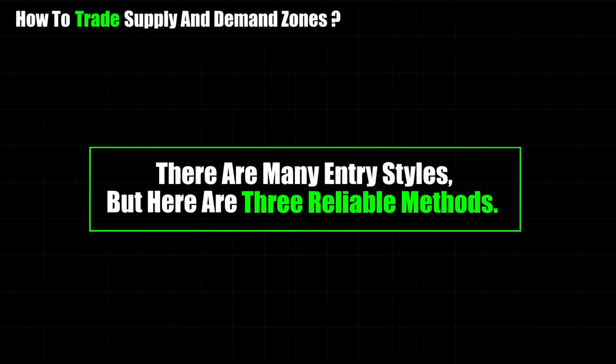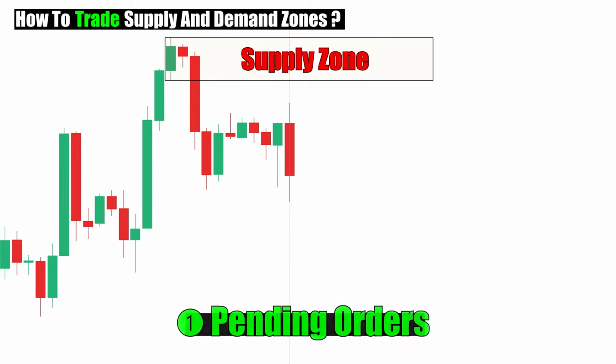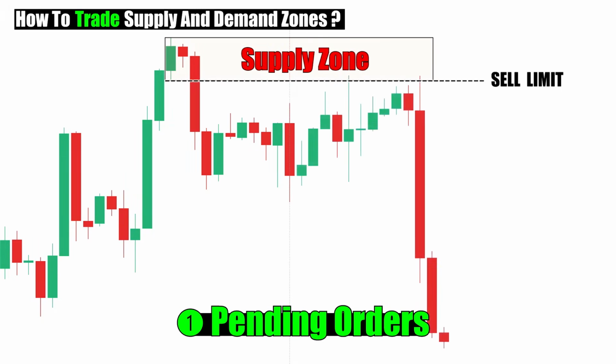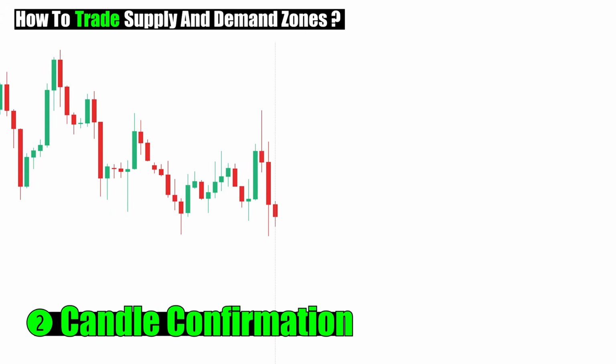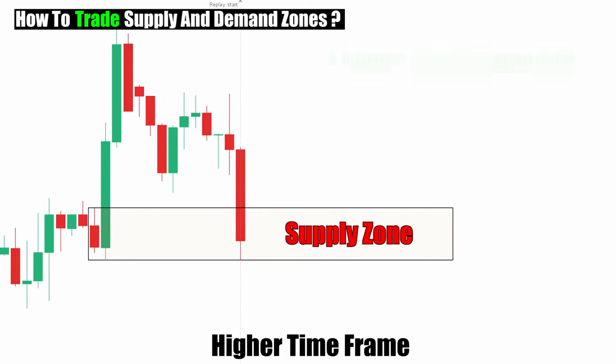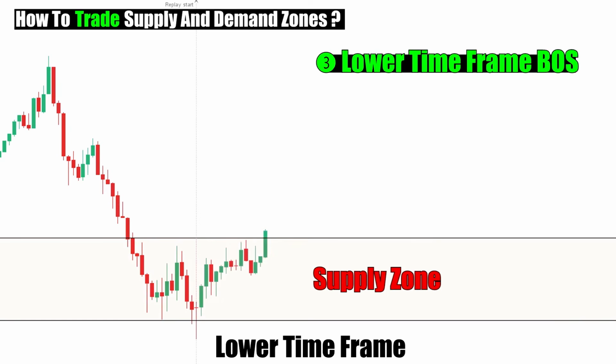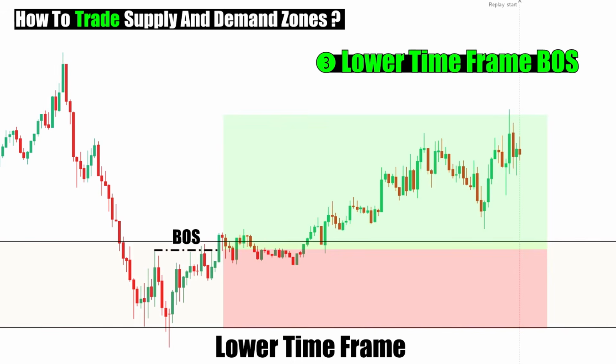There are many entry styles, but here are 3 reliable methods. 1. Limit order. Simply place a pending order at the zone and let the market fill you. 2. Candle confirmation. Wait for a clear reversal pattern at the zone, works best when combined with a liquidity sweep. 3. Lower time frame break of structure. Drop to a lower time frame and wait for confirmation via a microstructure shift. This offers tighter entries and better risk reward. We'll go deeper into each entry type in a future video, make sure you're subscribed so you don't miss that.